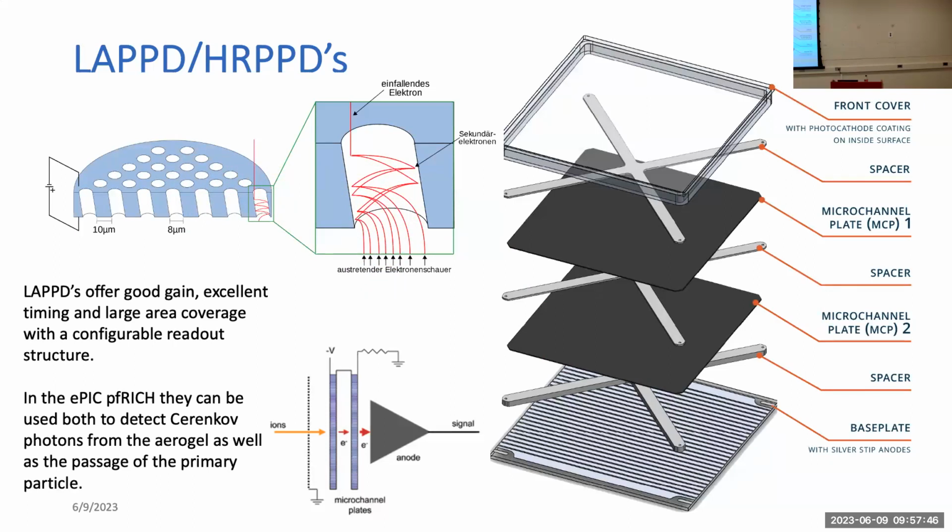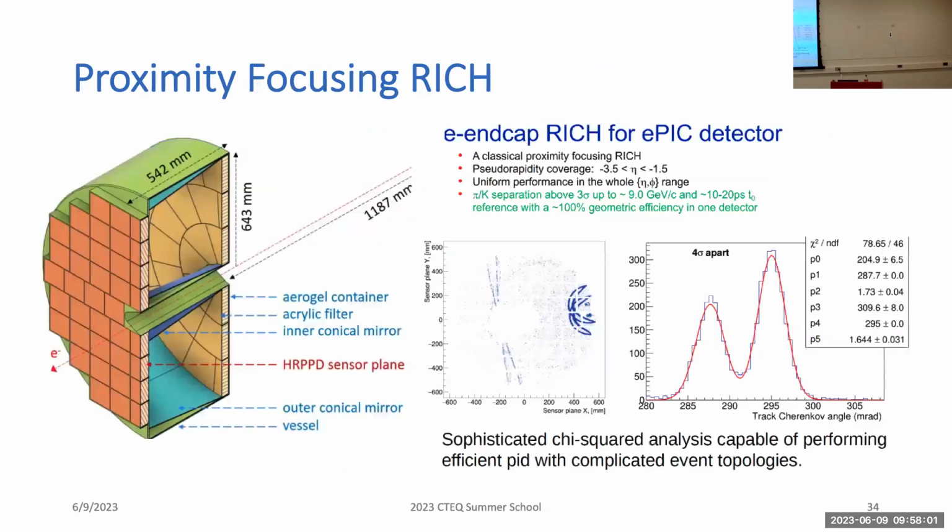EPIC will be one of the first detectors to use LAPPDs, HRPPDs, certainly one of the first particle physics detectors. There's a neutrino experiment, ANNIE, which is testing them right now. And we're going to use them in two ways. One is to detect the Cherenkov photons, but the other is going to be to detect the photons that come from the glass. So you get Cherenkov photons from the glass in the front of the HRPPD when the particle that creates the Cherenkov photons goes through it. So you get a very intense spot.